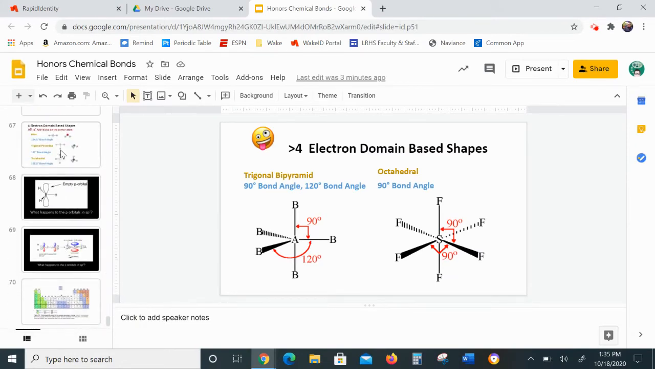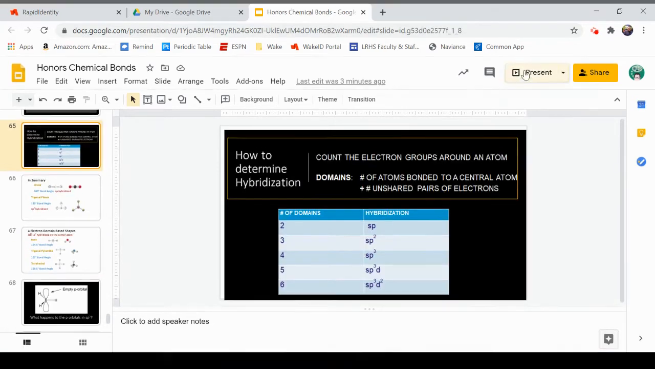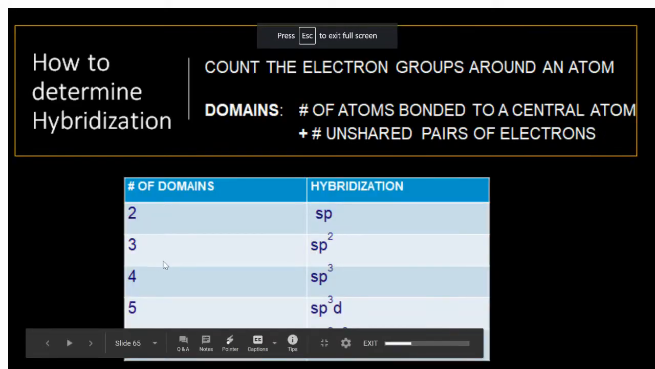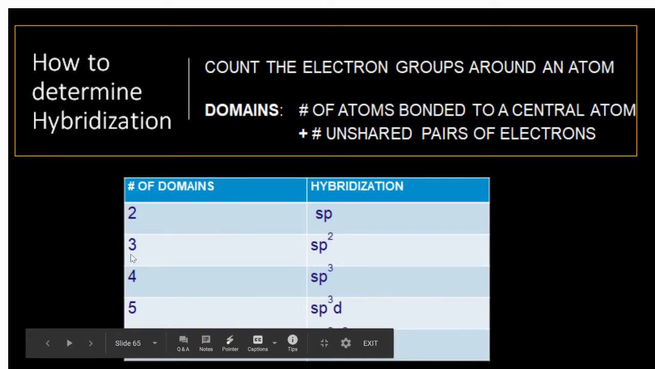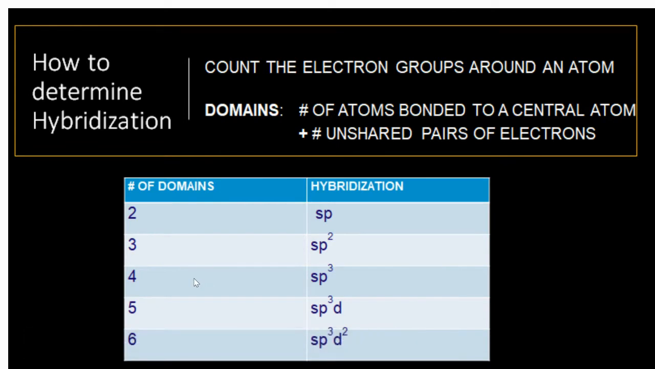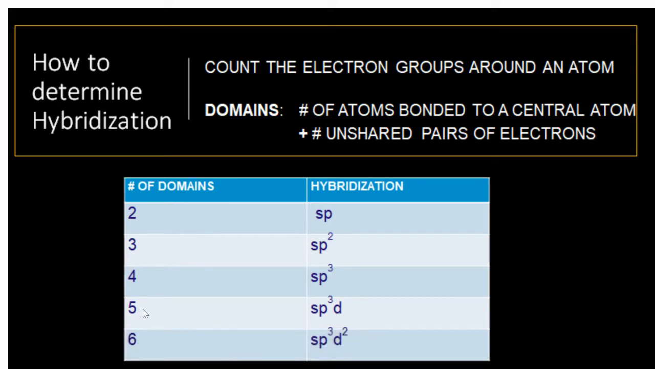If you want me to try to explain it further, I'm going to try to explain it here. But that's basically what this is trying to tell you: the number of electron domains. 2 is sp, 3 is sp2, 4, so tetrahedral, trigonal pyramid, and bent, is sp3 hybridized. Trigonal bipyramid, with 5 electron domains around the center atom, is sp3d. And octahedral, which is 6 electron domains around the center atom, is sp3d2.